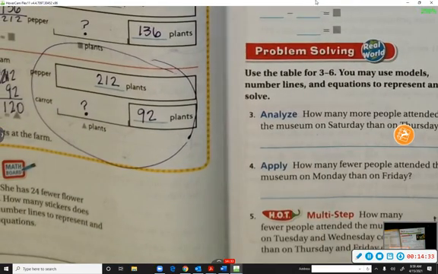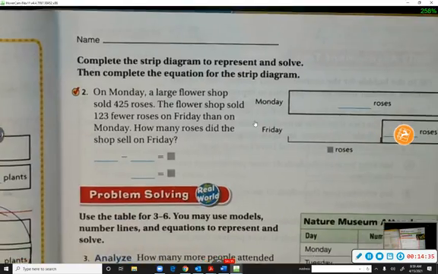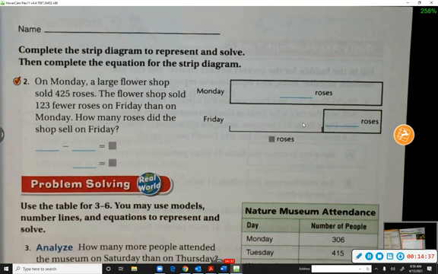Page 439. Okay, who wants to read this time? Jalen, want to read? Number 2. Go ahead and read it, Jalen. On Monday, a large flower shop sold 425 roses. The flower shop sold 123 fewer roses.